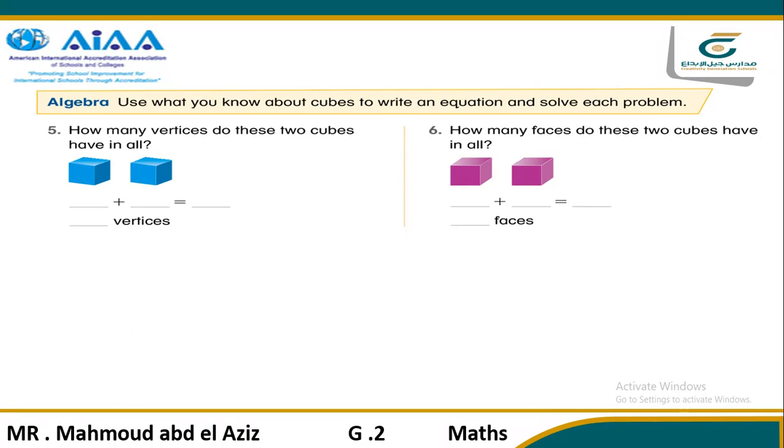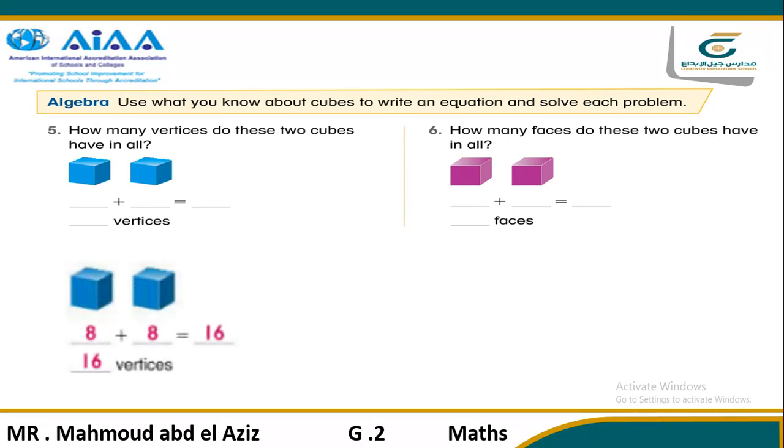Another question, how many vertices do these 2 cubes have in all? Any cube has 8 vertices. If you have 2 cubes here, so 8 plus 8, excellent, which equals 16. So we have here 2 cubes, so we have 16 vertices.